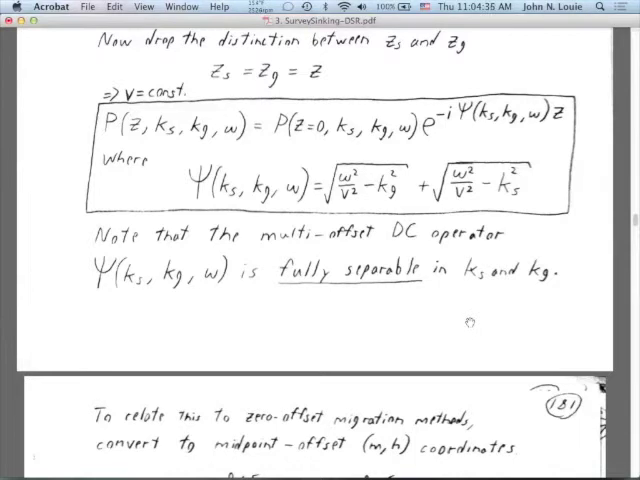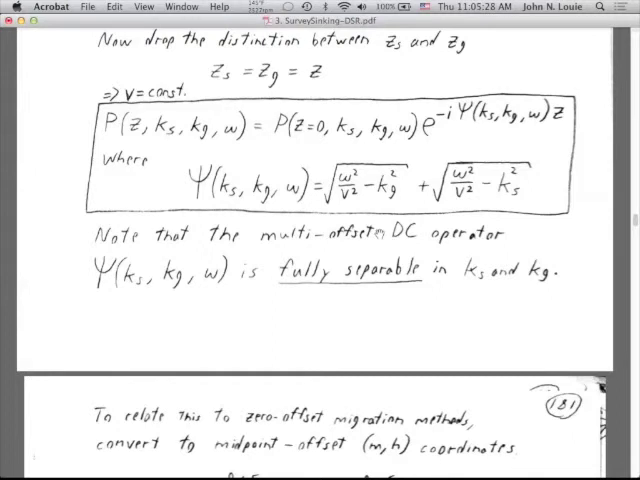So that's the multi-offset downward continuation operator, psi of Ks, Kg, and omega. It's fully separable in Ks and Kg. These are all fully separable processes. I could send my data set on a flash drive to a company in Canada, and they'll do the downward continuation with respect to the sources, and they could then put their results on a flash drive and send it to a company in Houston, and they'll do the downward continuation with respect to the receivers.